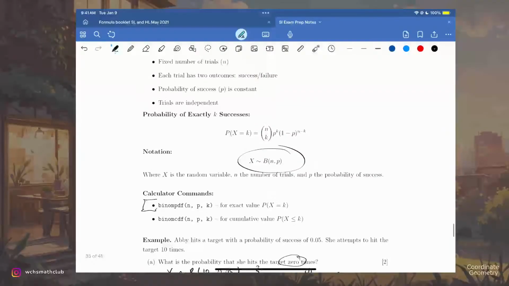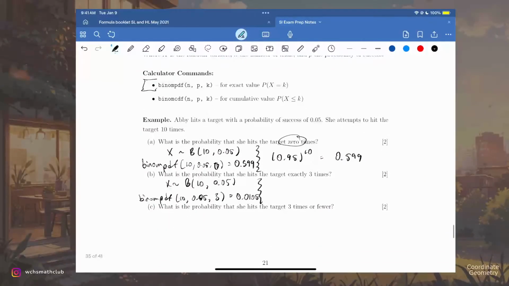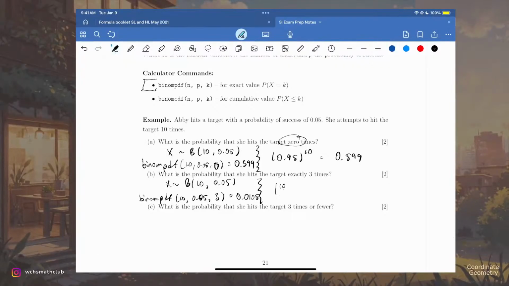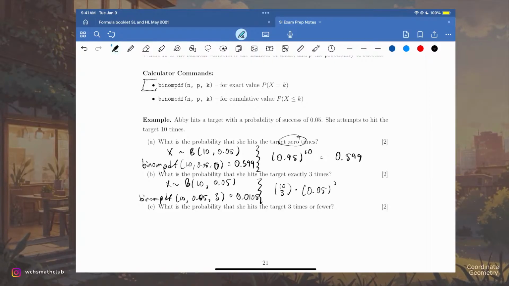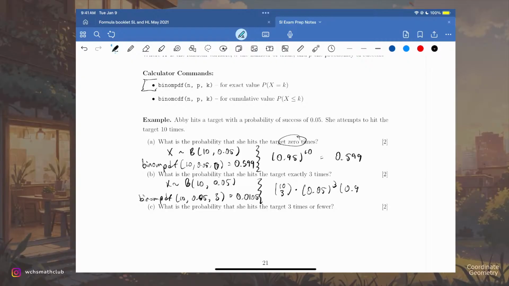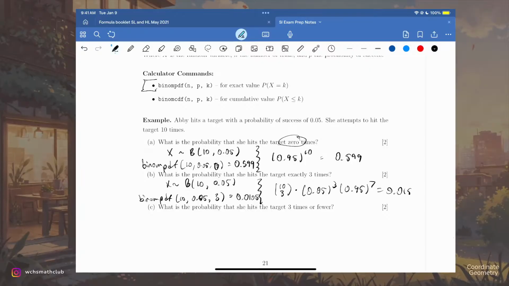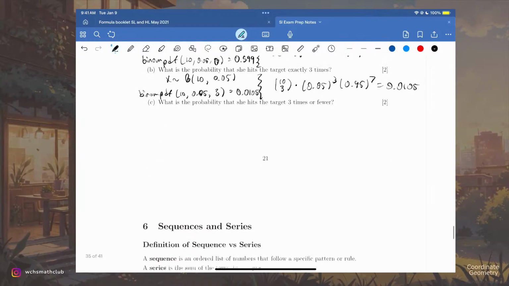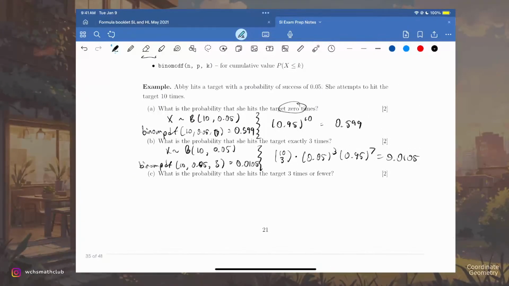And if you forget how to use your calculator, you can just use the binomial theorem. Essentially, if it's saying exactly 3 times, we do 10 choose 3, times the chance of success 3 times, times the chance of failure, 10 minus 3, which is 7 times. That's the remaining amount. You should also get the same number as well.